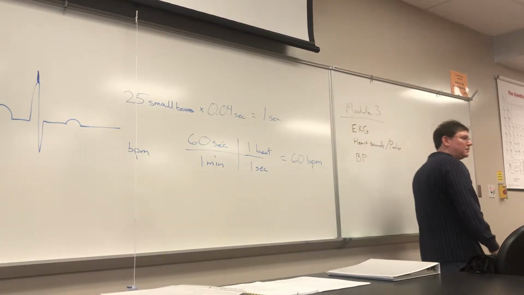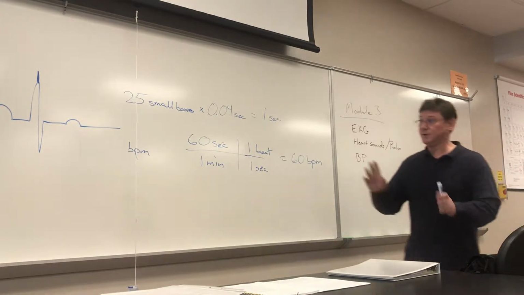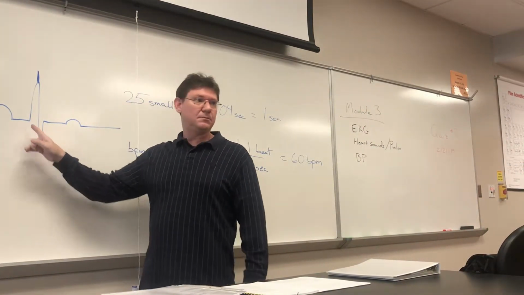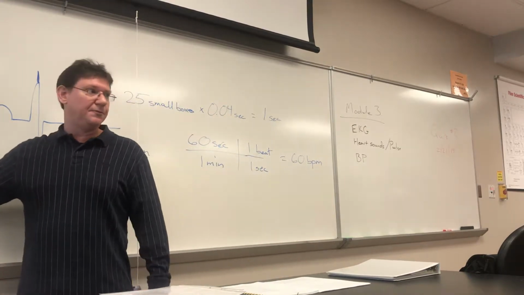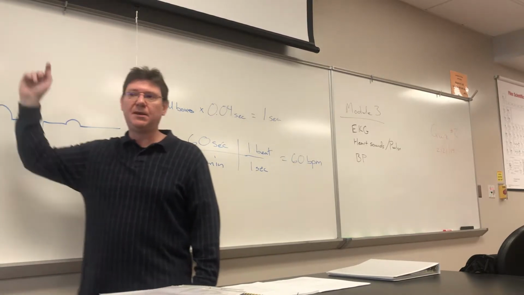60 beats per minute. So is it from the peak of the QRS to the peak of the next QRS? Yes, and that's the calculation. If you want to count from this point to this point, go for it. Just be consistent when you're doing it. Most people just use the peak because it's easy.